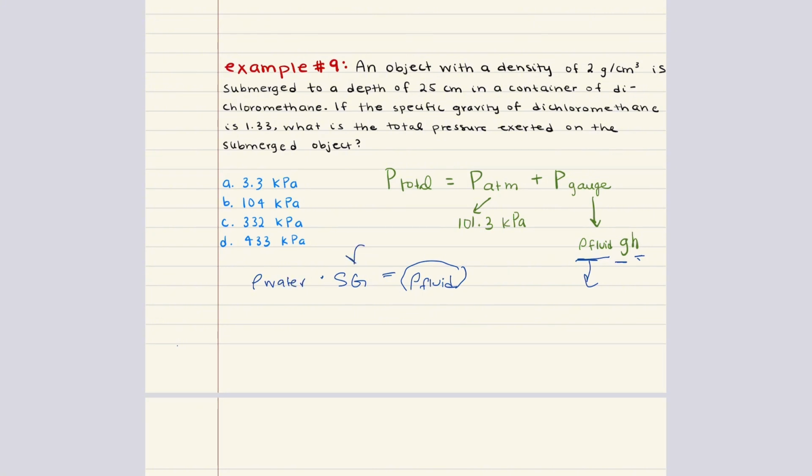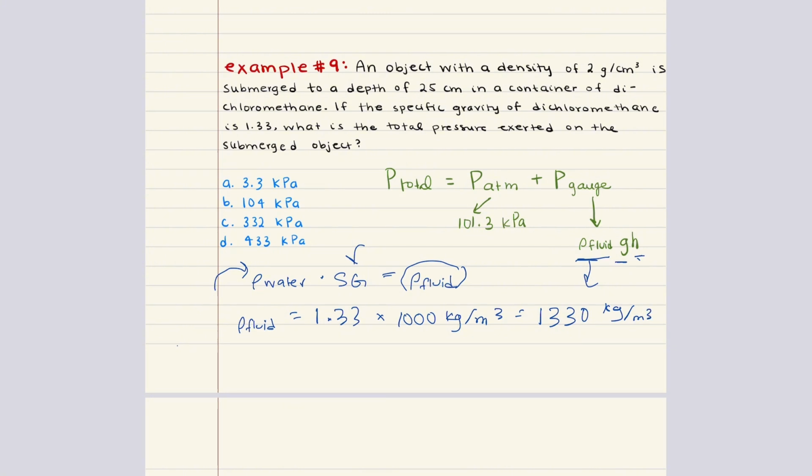We're given the specific gravity of dichloromethane. You should know the density of water. We mentioned this in lecture. This is a value you should commit to memory. So then we can go ahead and just plug values in to calculate the density of the fluid. This is going to be 1.33 multiplied by 1,000 kilograms per cubic meter. This is going to give us the density of the fluid, which is equal to 1,330 kilograms per cubic meter.